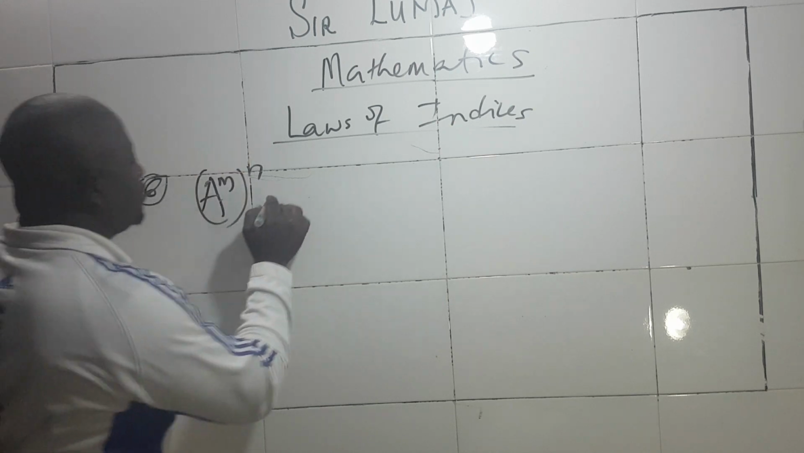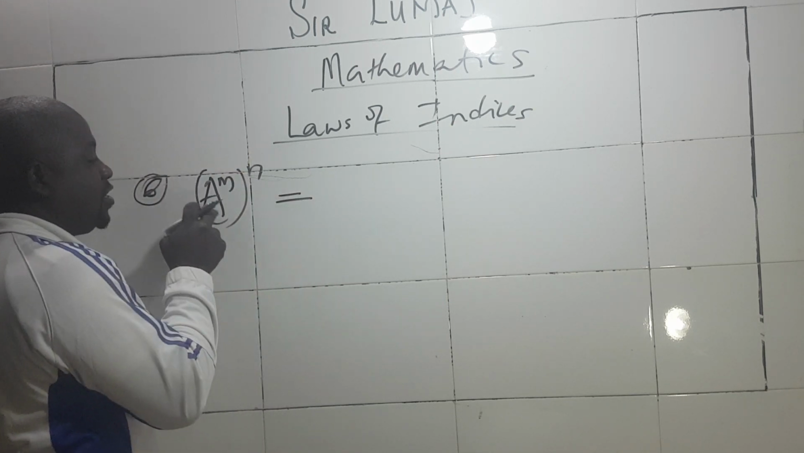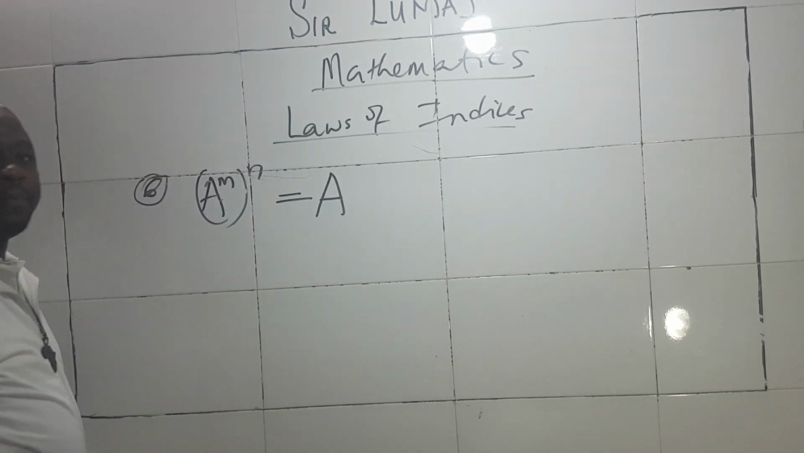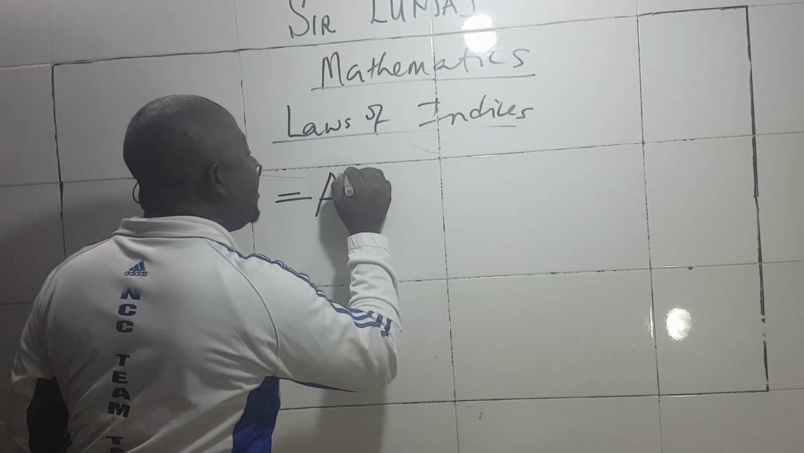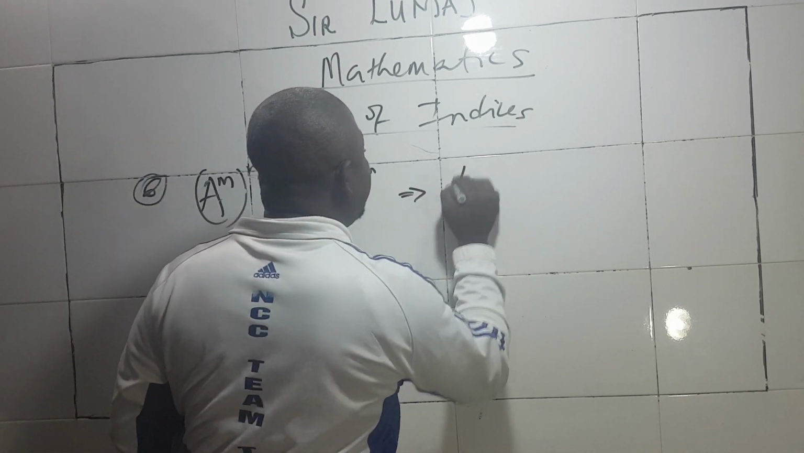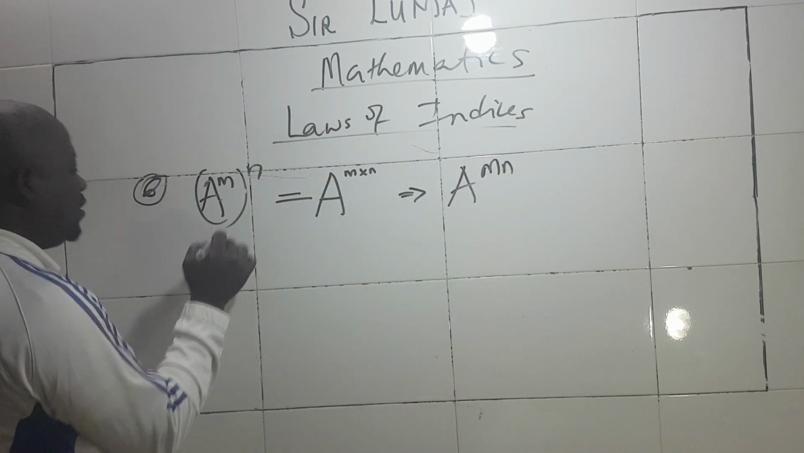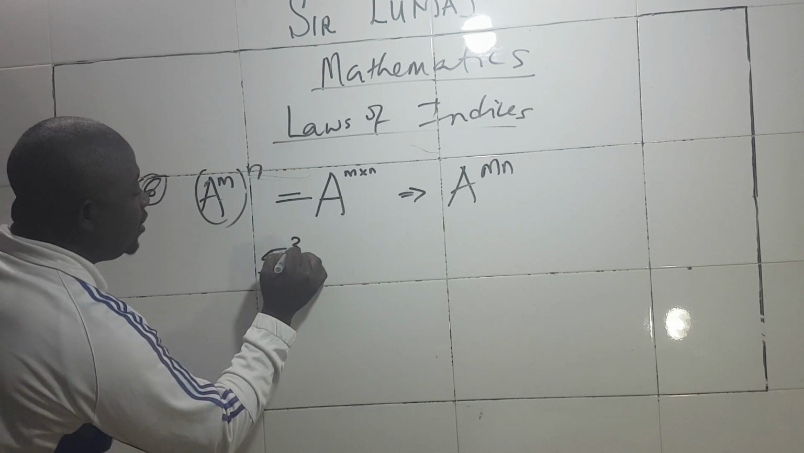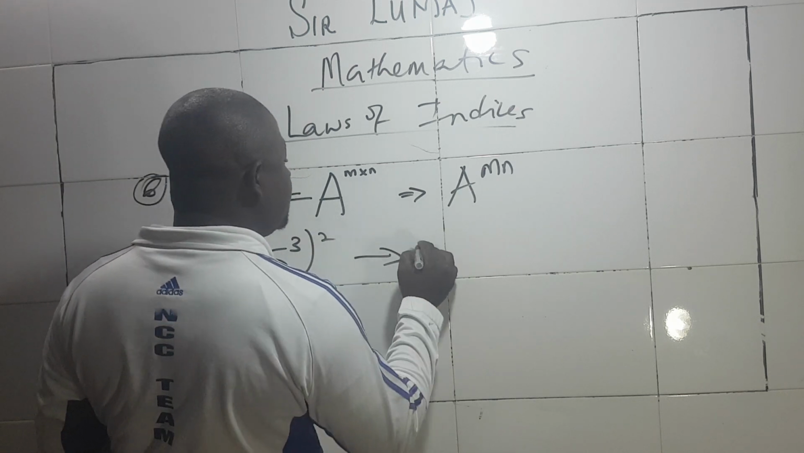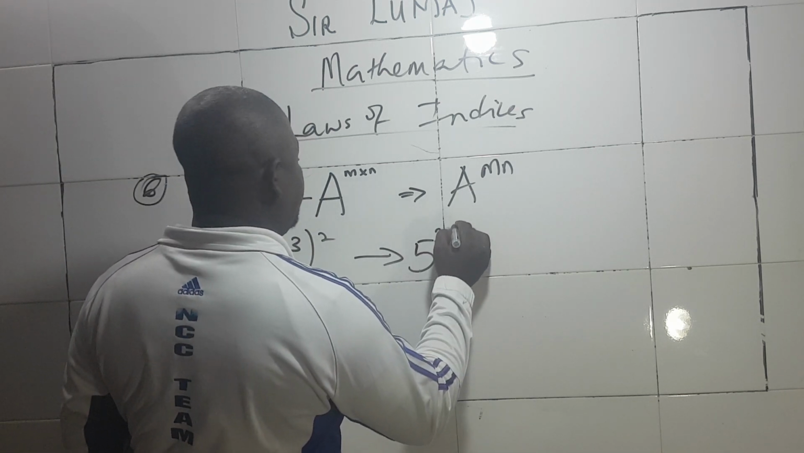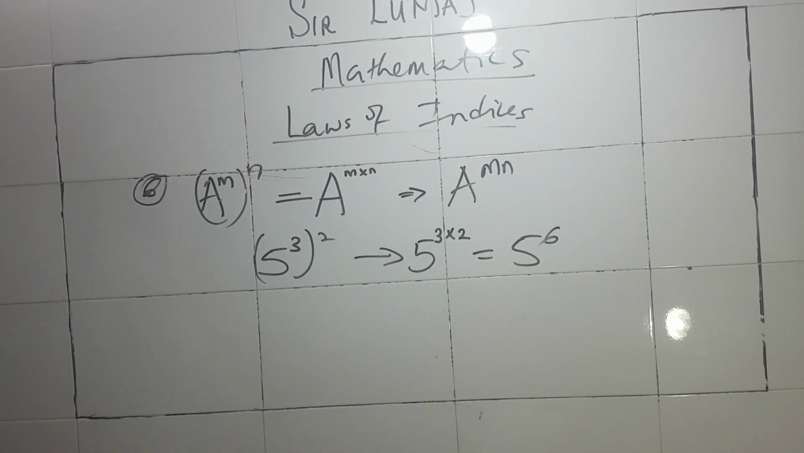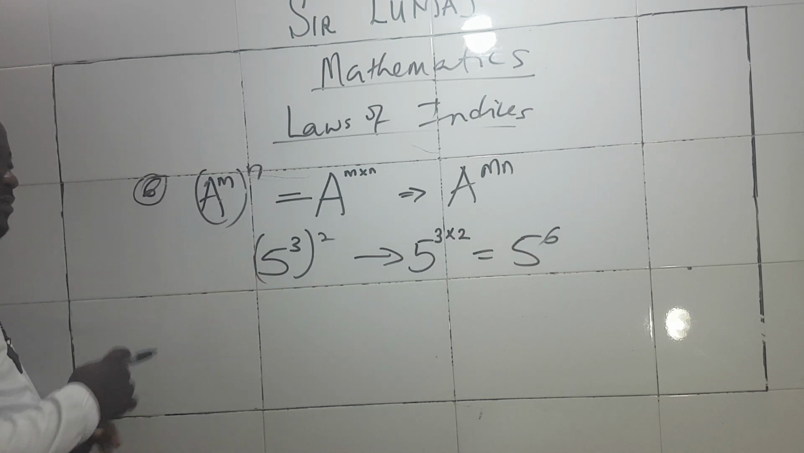The rule says that what? Just take the base, then multiply the power by the power. So you have a raised to power m times n. So this should now be what? A raised to power mn. Maybe I have, for instance, 5 raised to power 3 raised to power 2. For me to solve this will be what? 5 raised to power 3 times 2. And that's what? 5 raised to power 6. Is there any big deal? You have solved that. No big deal in this.